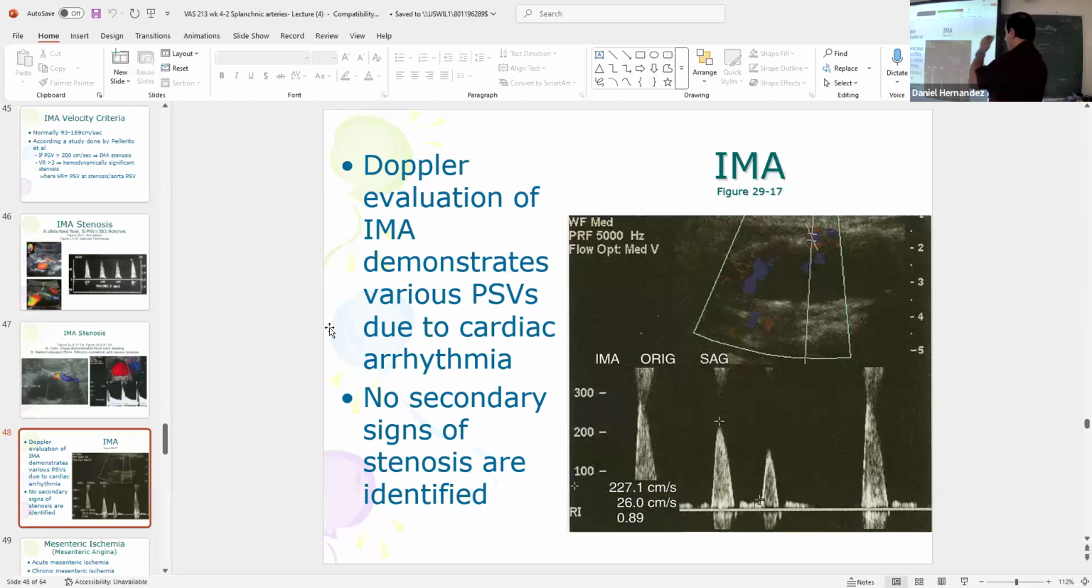This was showing a patient with a cardiac arrhythmia. They had alternating velocities that range from within that stenotic range to within that normal range. Here they were exceeding 200, here they're right around 200, and then one below. So they took the one in the middle. But there are no secondary signs of stenosis identified. Cardiac arrhythmias again can alter and vary your waveforms.